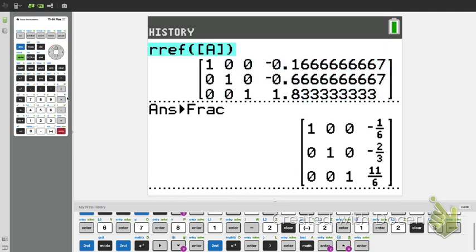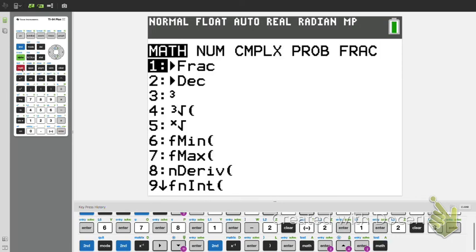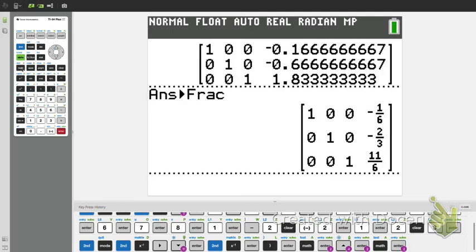If I had this and it's all the nasty decimals, and I want it to be fractions instead, go under the math menu. This little arrow fraction means turn whatever I had into a fraction. So if I hit that, it's going to turn my entire answers into fractions.